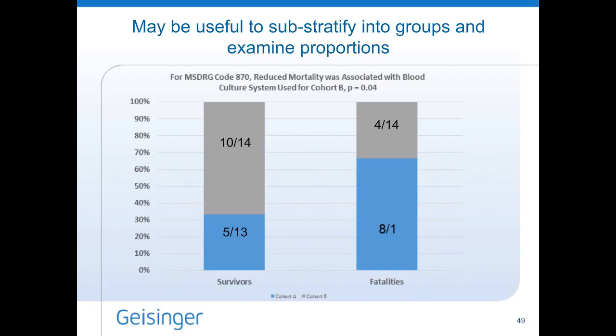You have much fewer fatalities in cohort B in the gray than you do in the fatality bucket in cohort A. And likewise, your survivors are opposite then. You have more survivors in the gray for the BACTEC intervention and fewer for the other blood culture system. So this is done to give you a visual effect to double check your numbers.